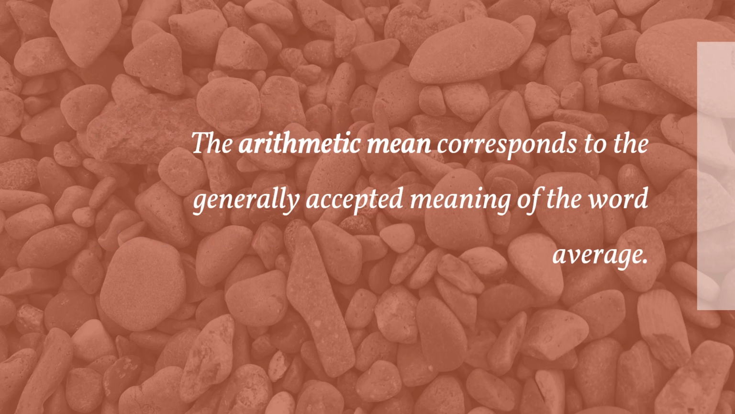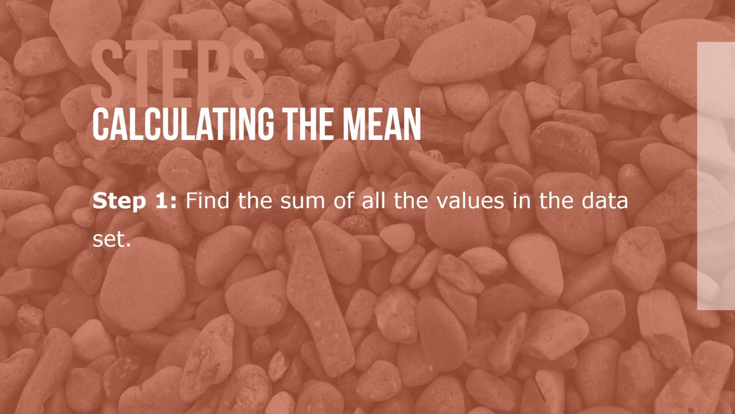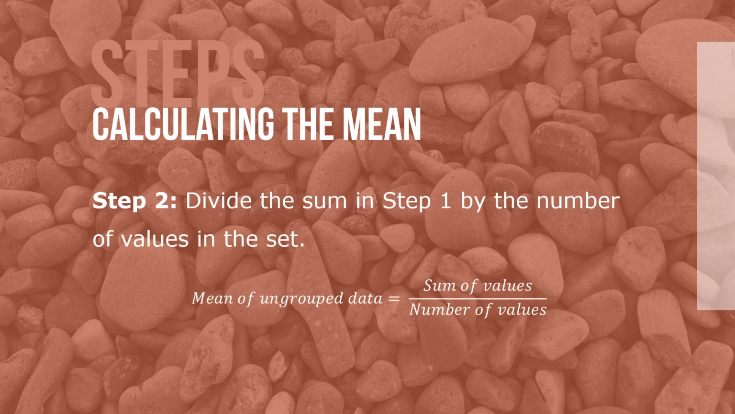The arithmetic mean corresponds to the generally accepted meaning of the word average. It's customary to abbreviate the term arithmetic mean and refer to this average simply as the mean. Here are the steps to calculate the arithmetic mean of ungrouped data. Step 1. Find the sum of all the values in the data set. Step 2. Divide the sum in step 1 by the number of values in the set, where mean of an ungrouped data equals the sum of values over the number of values.